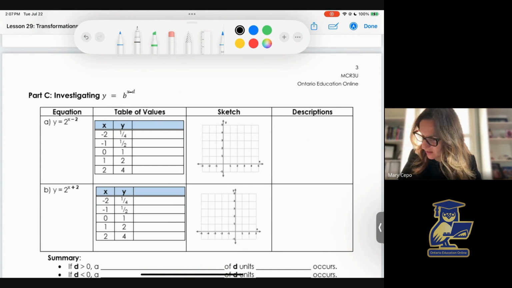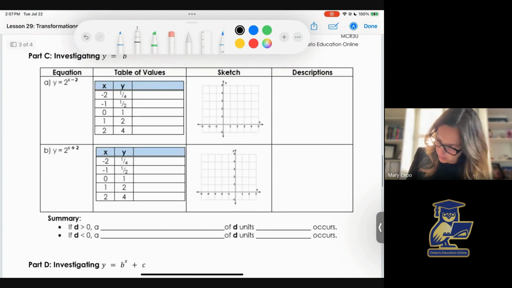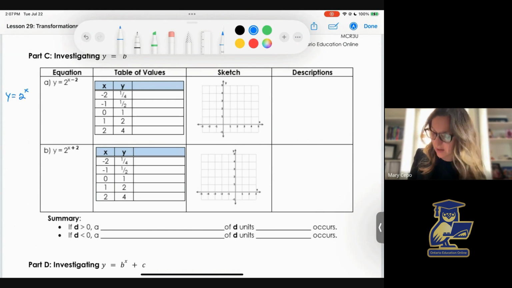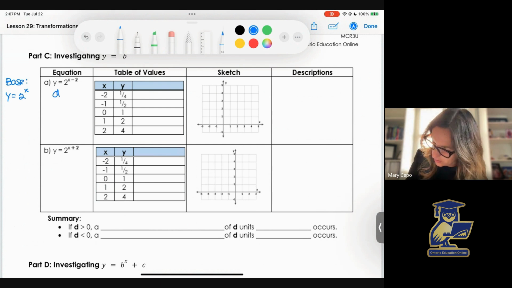Remember, our standard form is x minus d. With that in mind, we again want to always identify the base first. So y is equal to 2 to the power of x. That's always our base. In this case, we have a d value of 2, so that means each x value is going to be moved over to the right 2.